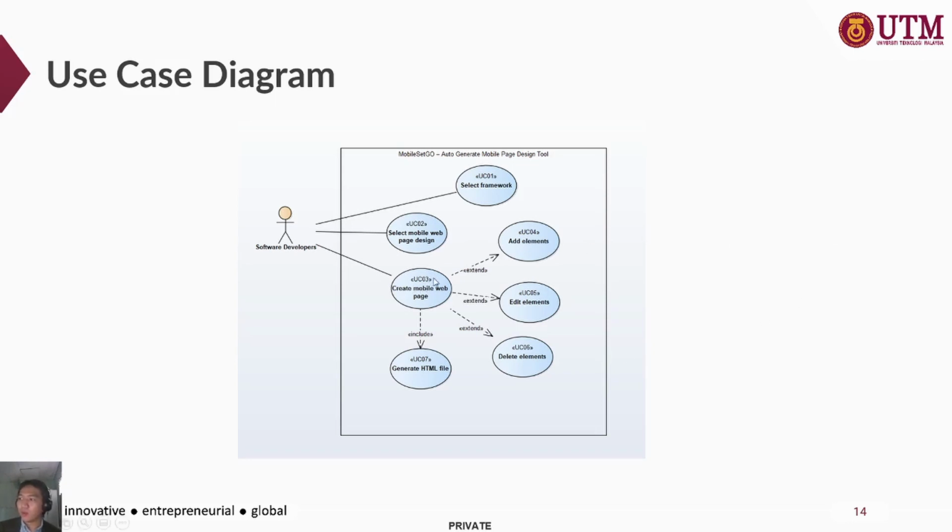And create a mobile web page is where the user can initialize the folder, the project, the application that will be generated, the name of the mobile web generated, add elements, edit elements, and delete elements. Elements here is referring to the HTML elements, the tag elements. And the last one is generate HTML file. So this use case consists of the generation of creating the HTML file.